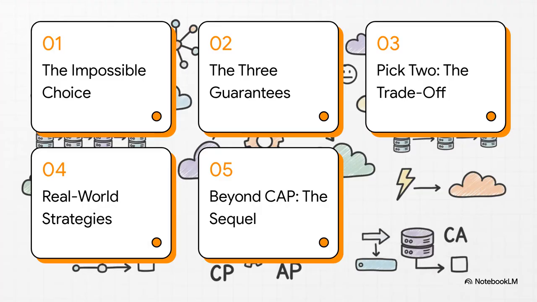So here's our game plan. We'll start with the impossible choice itself. Then we'll break down the three big guarantees that systems try to make. From there, we'll get into the nitty-gritty of the trade-off, look at how real-world systems handle it, and finally, check out the sequel to the whole idea.